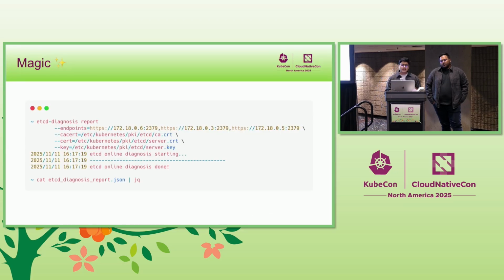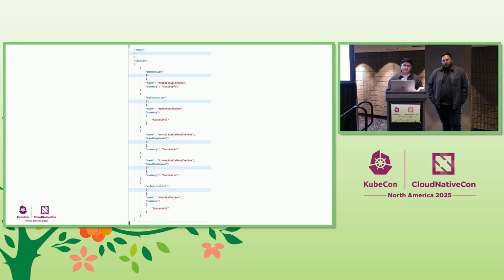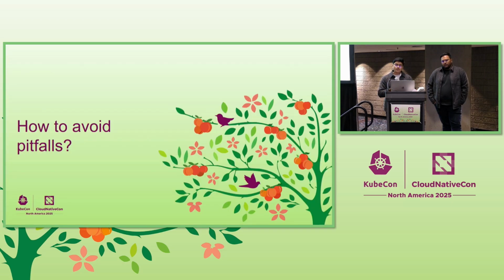And a simple one would be just generating an overall report of the cluster. So you just do etcd diagnosis report, you give the endpoints, and your etcd diagnostic report JSON is created. And the JSON would look something like this, where it checks for the members, it checks for the endpoints with the EP status check, it checks for the serializability, it checks the linearizability, and it also checks the metrics. And how to avoid them, Nabarun will take over.